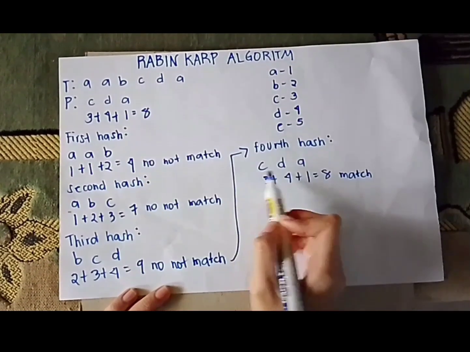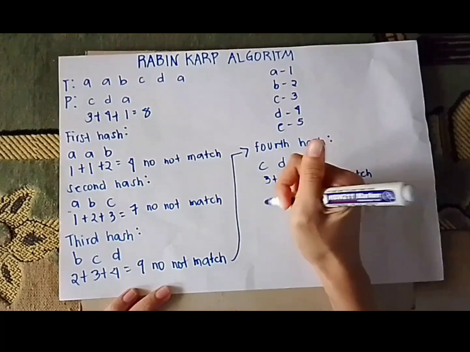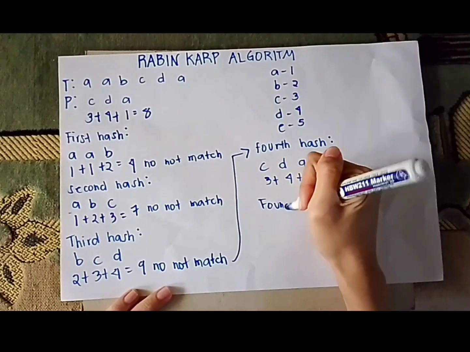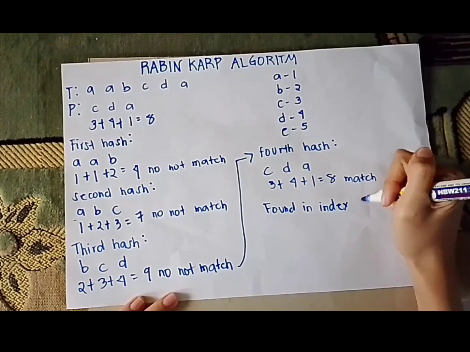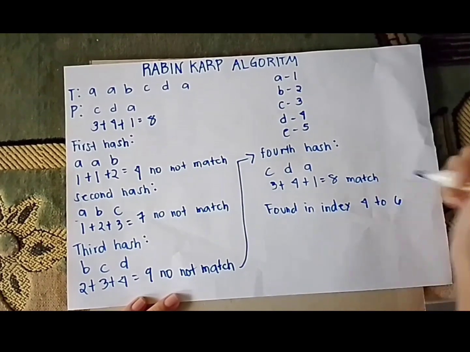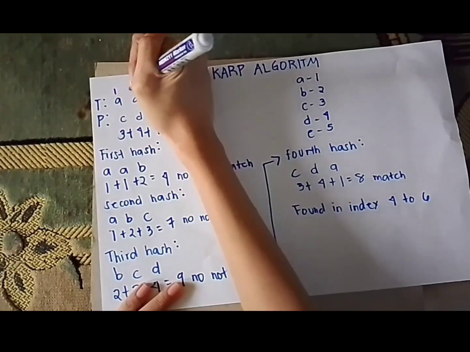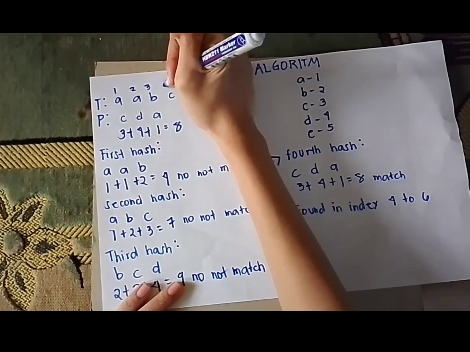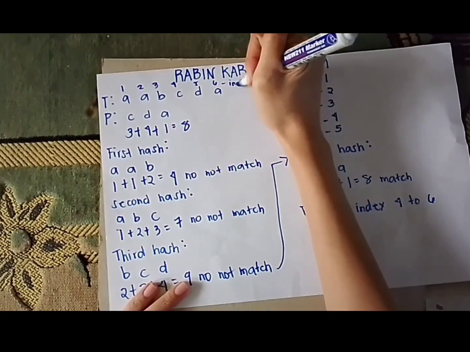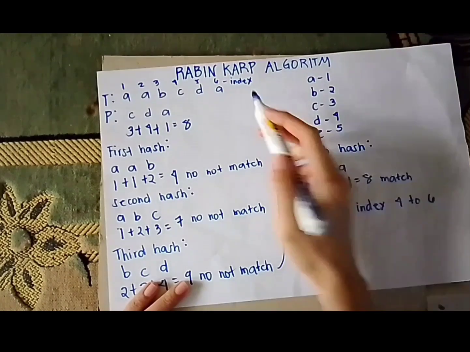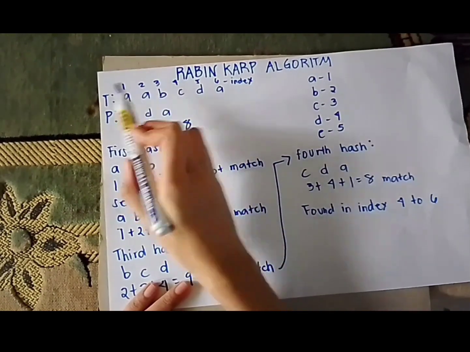The pattern within the text matches. So now let's put the result. It says that it was found at index 4 to 6. Note that every string has indexes, starting from 1 to 6.